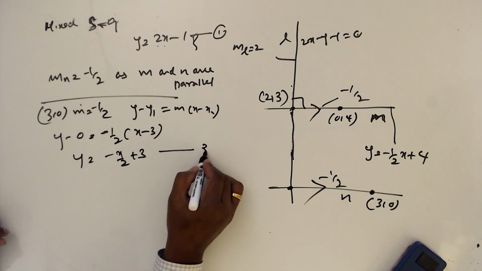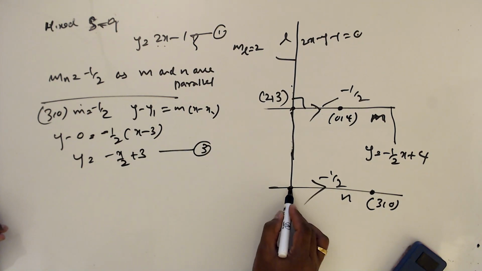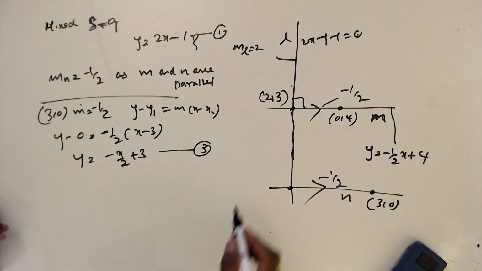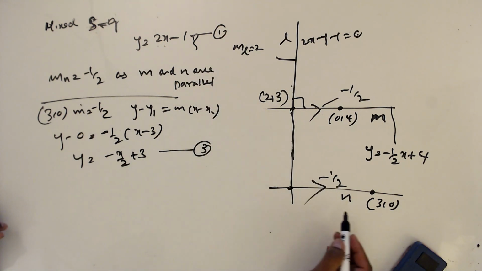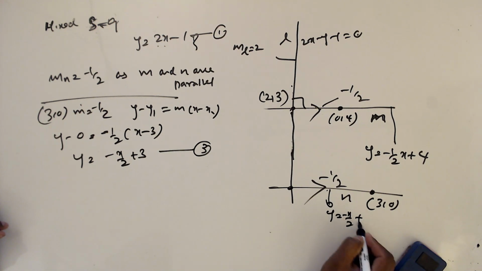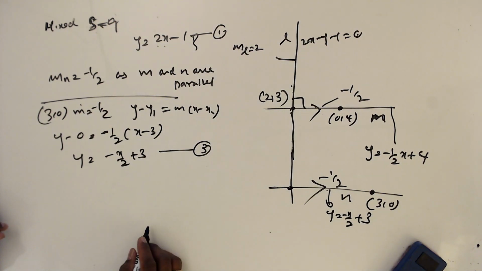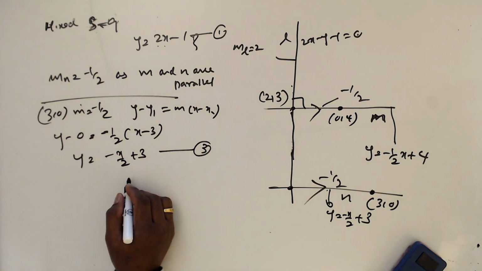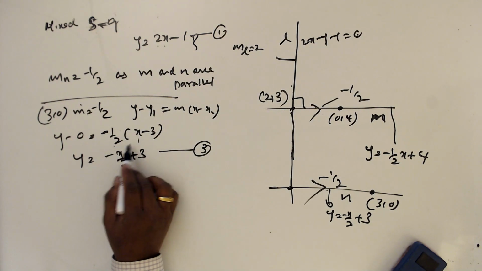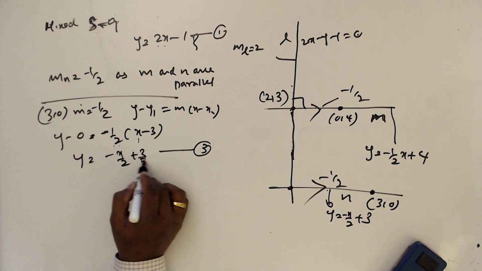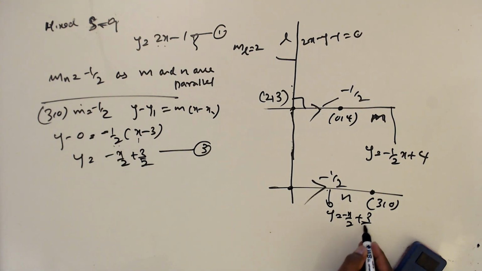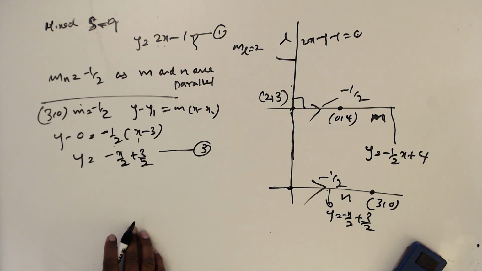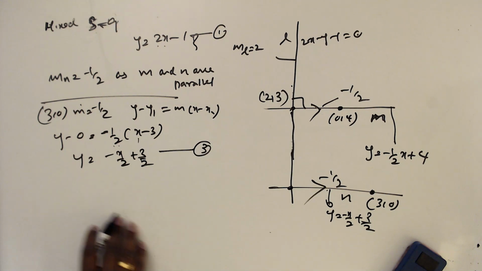Now I want to find the coordinate of this point. Then I have to solve those two equations. This is y equals minus x over 2 plus 3 over 2. Now we have to solve those two equations.